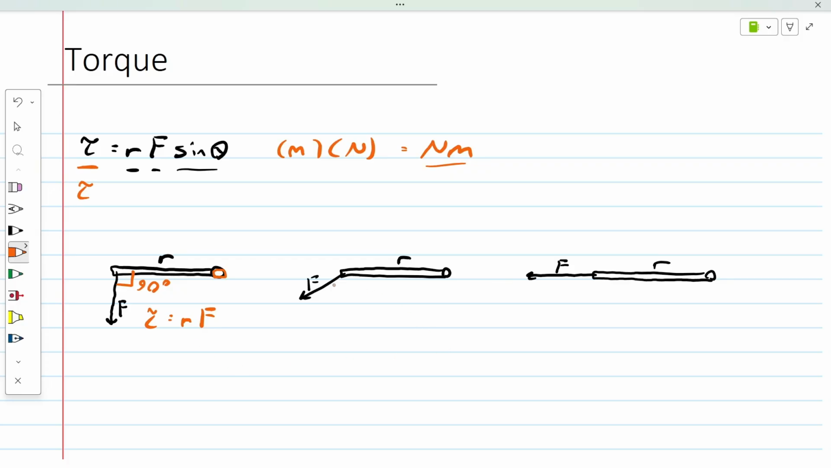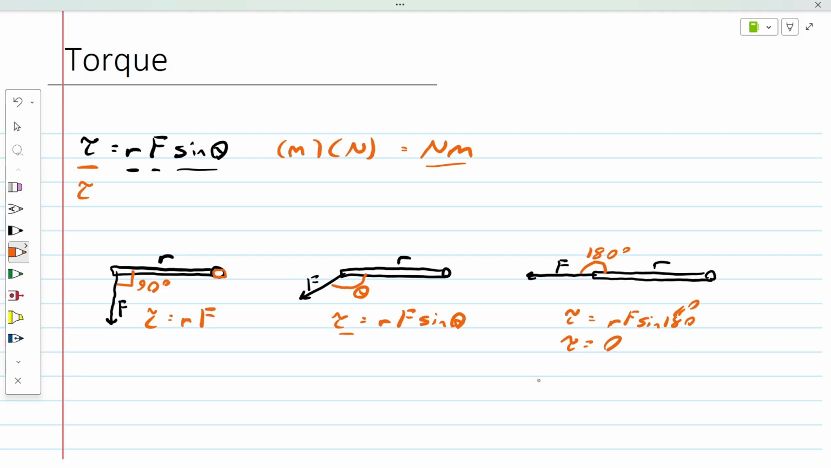But now in this case, we have some angle right here. So now the torque will have to include the radius times force times the sine of theta, which is going to be something less than 1, so it's going to reduce the torque. Now if we pull all the way so that it's 180 degrees, our torque is the radius times force times the sine of 180, and this just equals 0, so our torque equals 0.